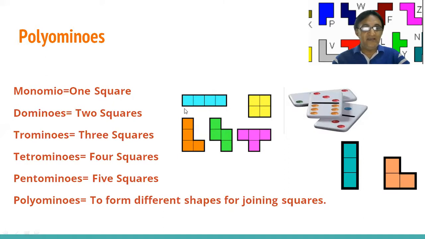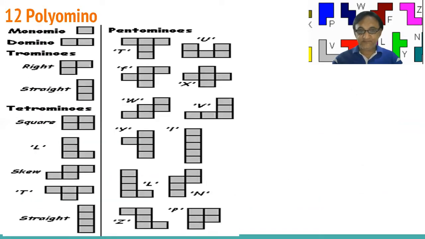So poly is derived from the Greek word meaning many. So these are many squares, rearranged to form a particular shape. Now, here you can see the monomino, domino, tromino, straight, and tetromino. And what 12 polyominoes we can form, you can see here. From these pentominoes, we can form the structures, and these are the various shapes of it.